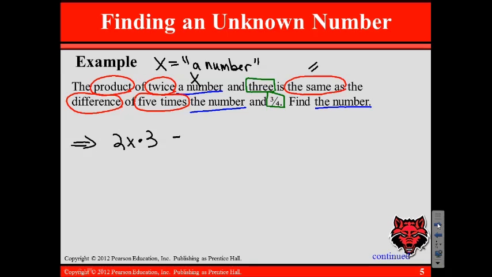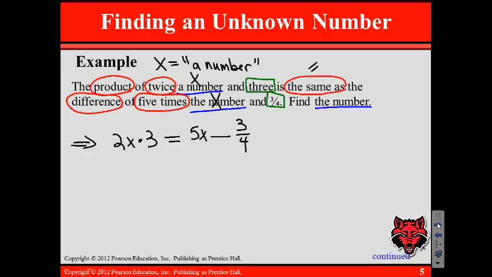So 2x times 3 equals the difference. Again, the operation is given first. The terms will be given second. Difference means subtract. So I write my subtraction sign. The difference of 5 times the number, remember the number is x, 5 times x, and 3/4. So the difference, that told us we would have a subtraction expression. And then we were told what would be subtracted. 5 times the number, 5x, and 3/4.